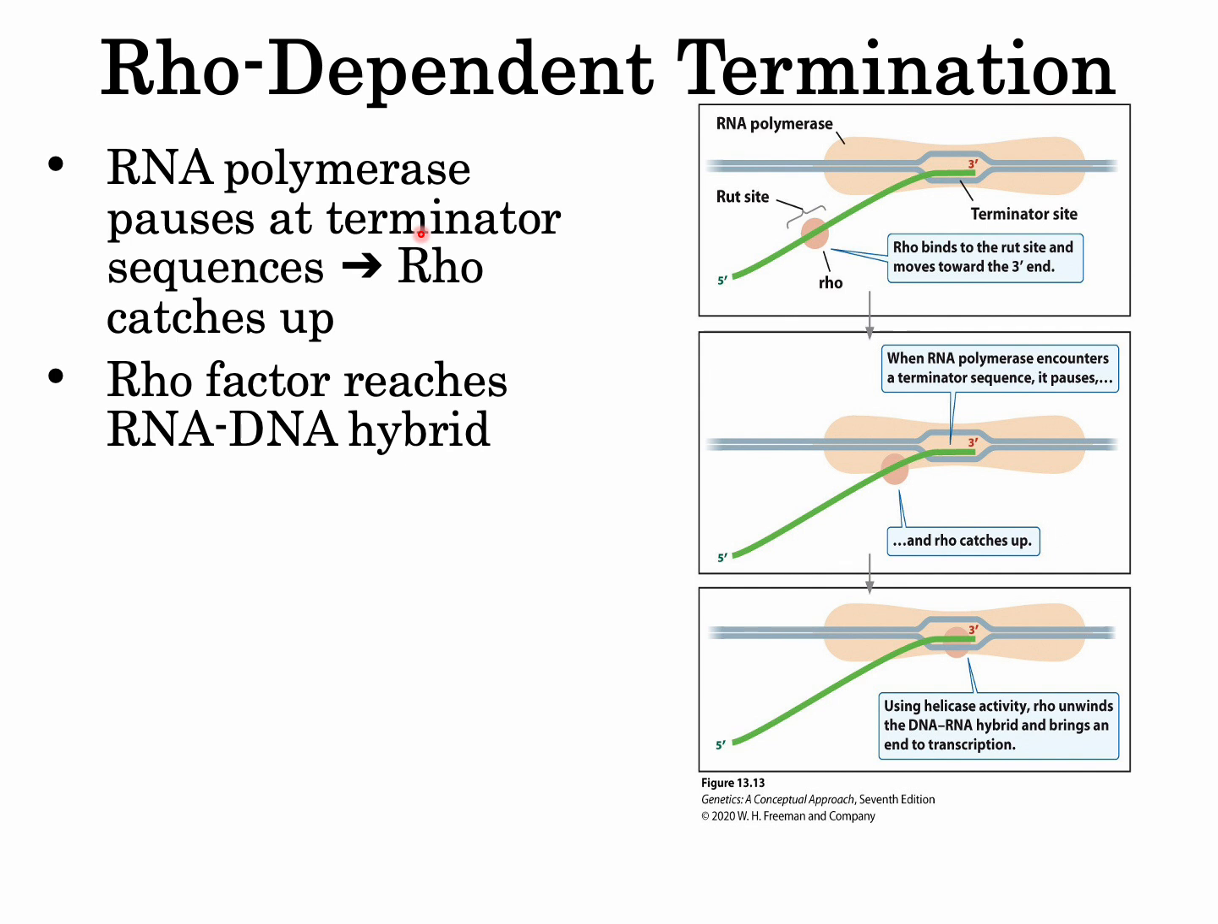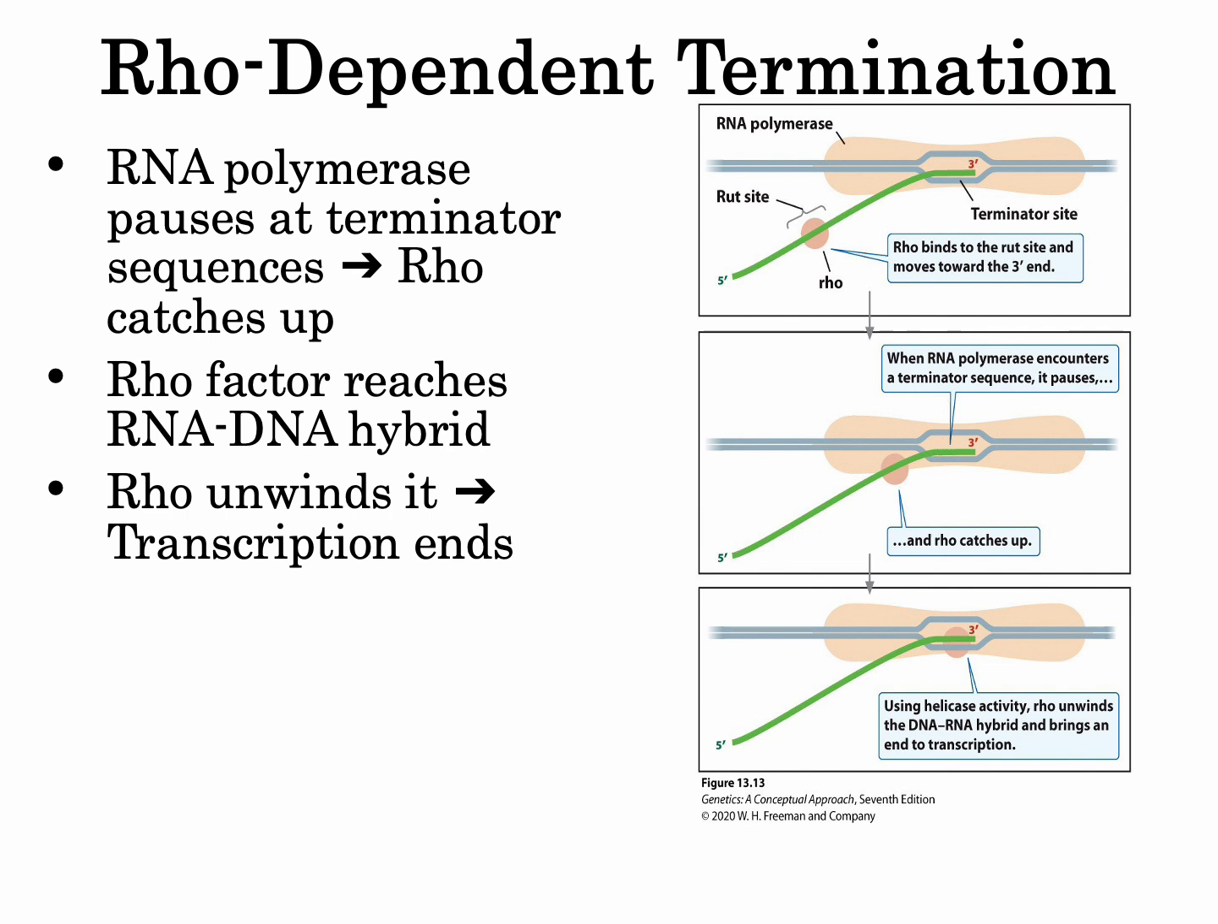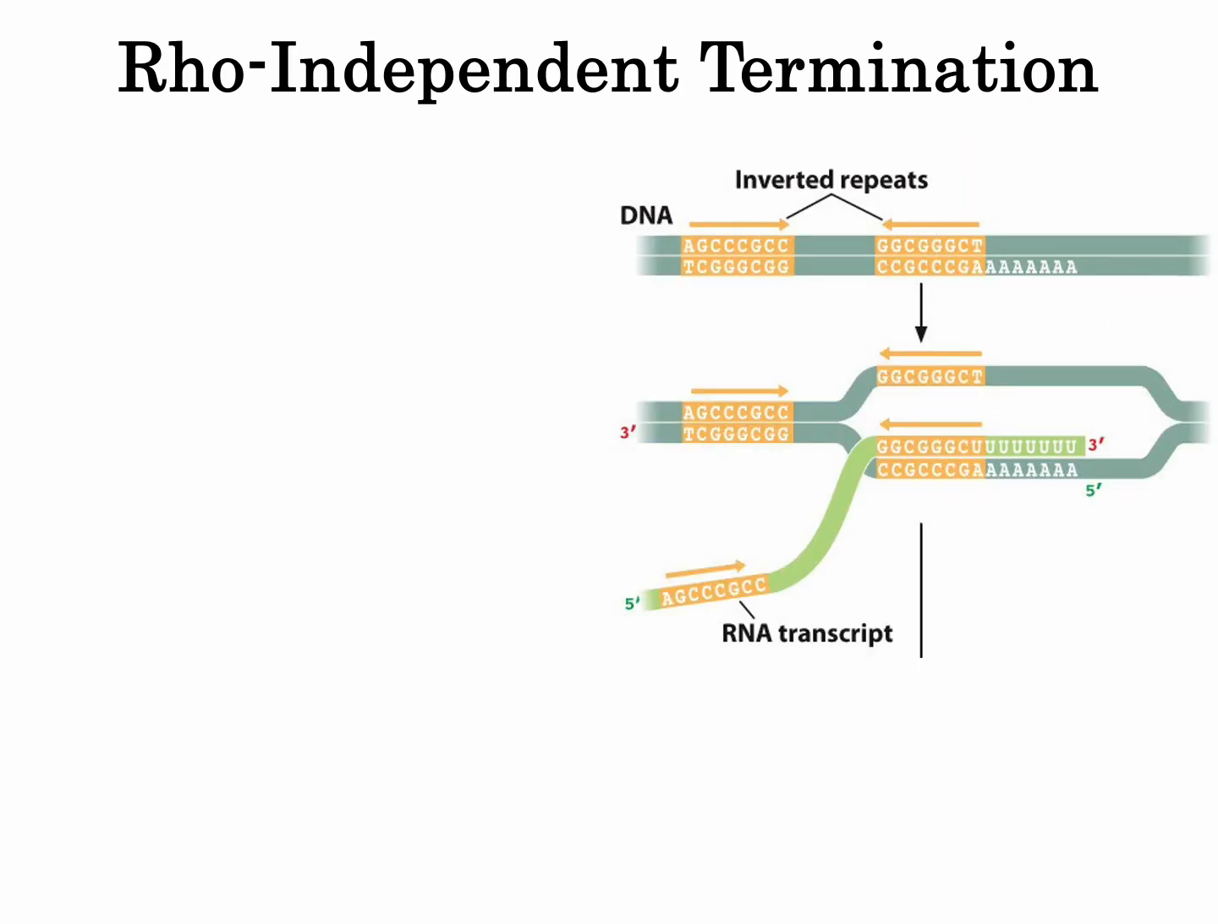When the rho factor reaches the RNA-DNA hybrid, it recognizes the hybrid and utilizes its helicase activity to unwind the RNA transcript from the DNA, and this demarcates the end of the transcription. The other method of bacterial transcription termination is called rho-independent termination.